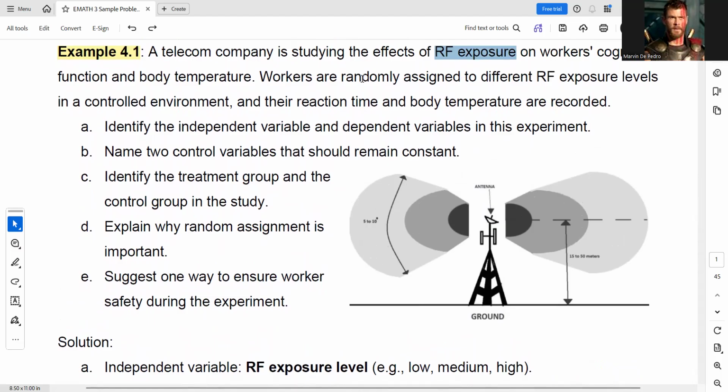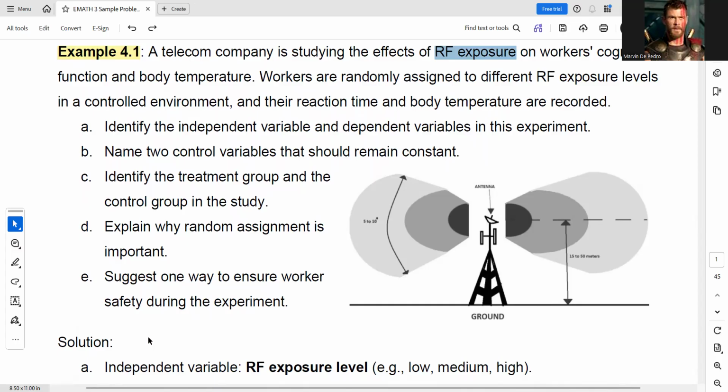Meaning if we are going to conduct this test, we can start with a low RF exposure, a medium, and a high. So we have three groups. We can start with three groups of samples.